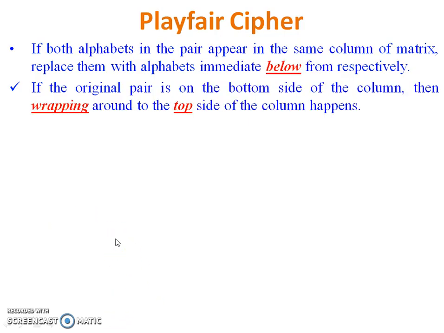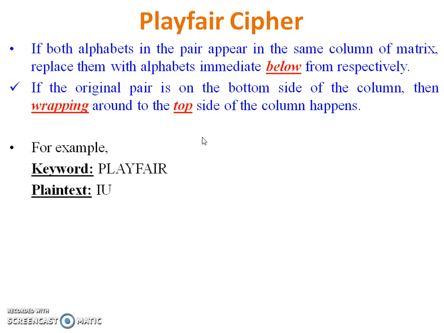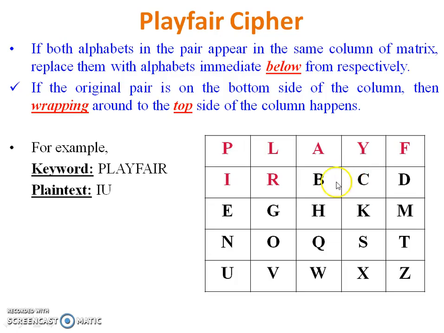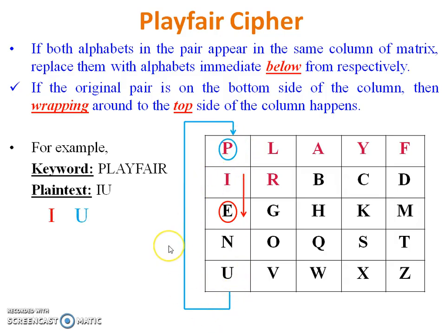If both plaintext letters are in the same column, check another example. Playfair. If both alphabets in the pair appear in the same column of the matrix, replace them with the alphabets immediately below respectively. My plaintext is IU. This is I, this is U. So immediately below I is E, so I is replaced with E. For plaintext U, as per this rule, wrap to the top of the column. So U is replaced with P. So IU is replaced with EP. Plaintext is IU and ciphertext is EP.